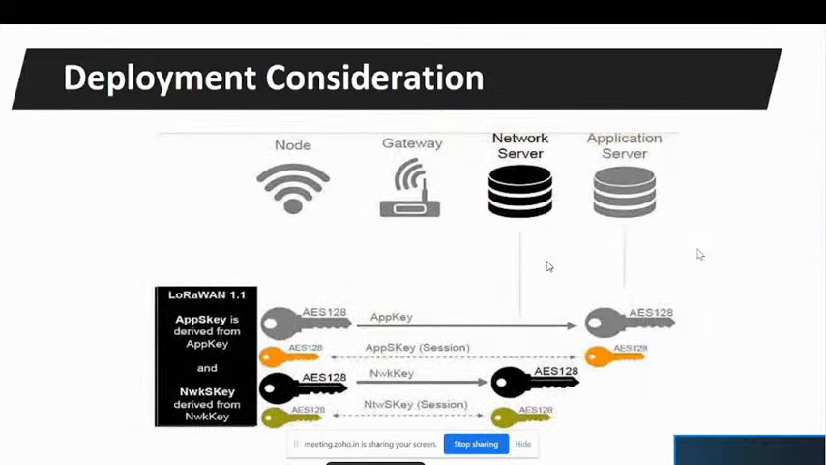Here is an example. From the node to the network server, one AES 128-bit network key is used. And for the node to the application server, AES 128-bit is used, and it's the application key. So it uses two keys to secure our data. The LoRaWAN network is very highly secured.